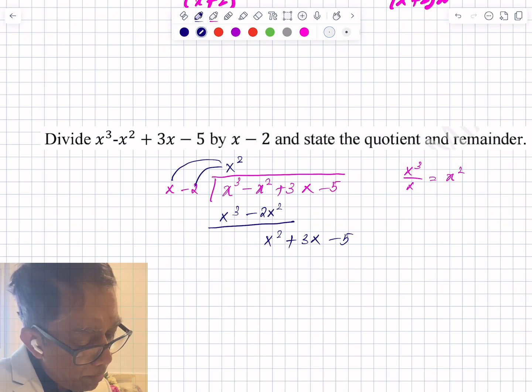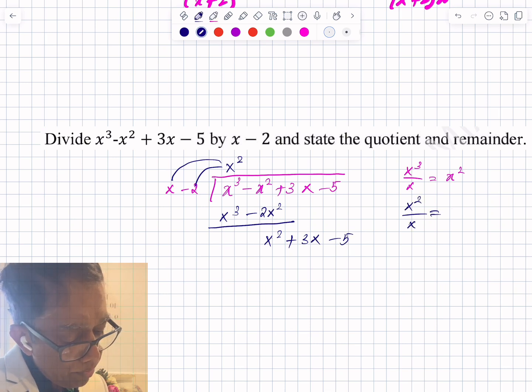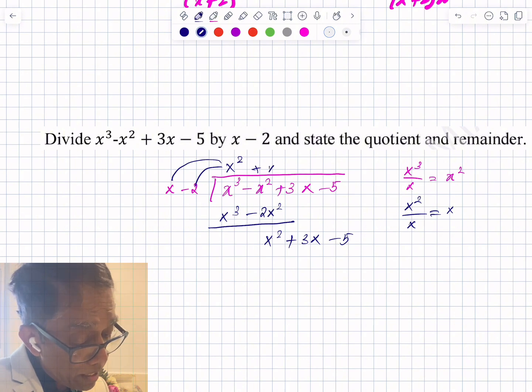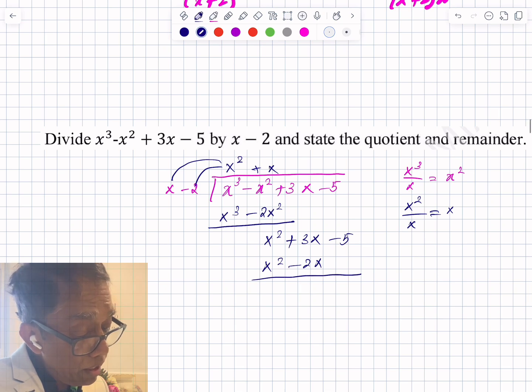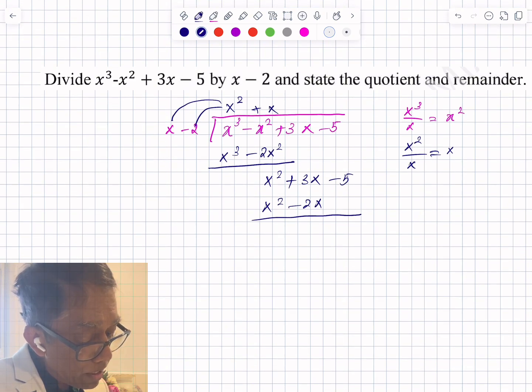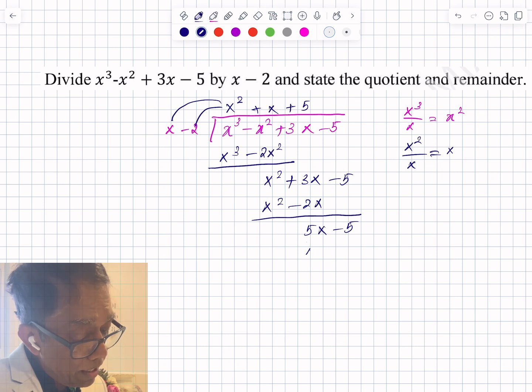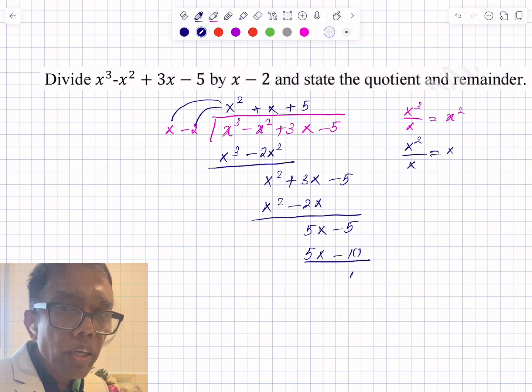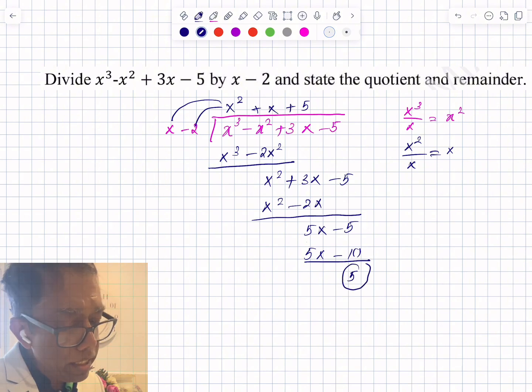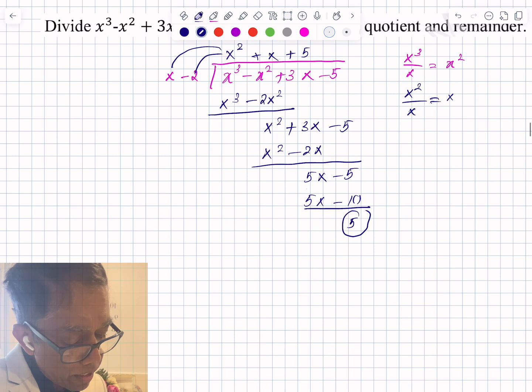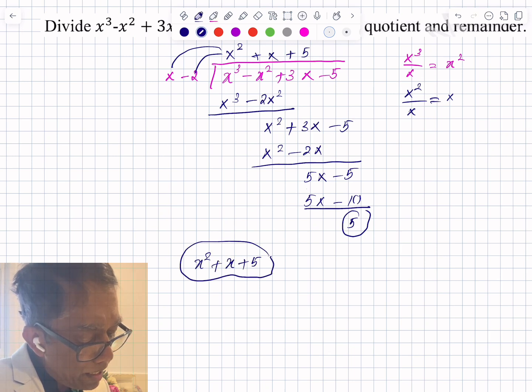Now x² divided by x is, what is it, x. You have to put x here. x times x is x², and x times negative 2 is minus 2x. 3x minus negative 2x is 5x minus 5. 5x divided by x is 5. 5 times x is 5x, minus 10. Negative 5 plus 10 is 5. Actually, the remainder is 5. The quotient is x² plus x plus 5. The remainder is 5.